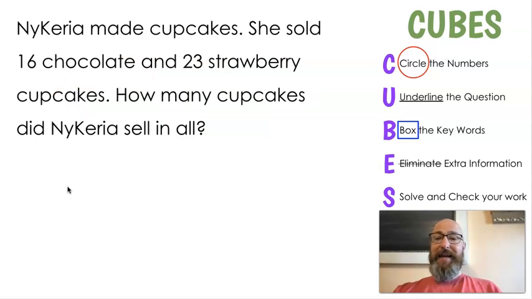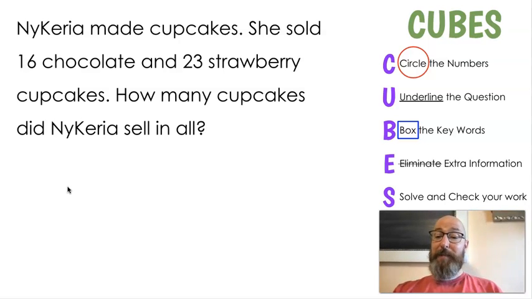All right, now it's time to go all the way through CUBE. Let's look at what we're doing. Nykeria made cupcakes. She sold 16 chocolate and 23 strawberry cupcakes. How many cupcakes did Nykeria sell in all?